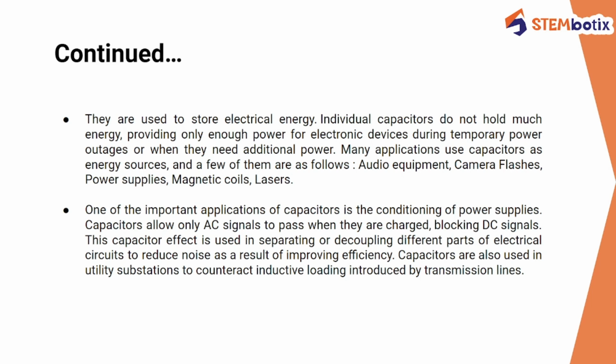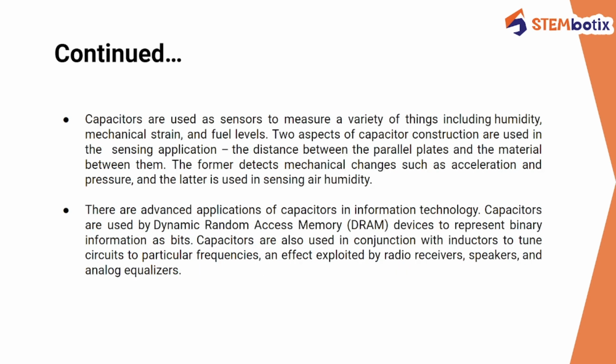One of the important applications of capacitors is the conditioning of power supplies. Capacitors allow only AC signals to pass when they are charged, blocking DC. So when capacitors are charged, they only allow AC signals and block DC signals, and hence they are used to condition power supplies. This capacitor effect is used in separating or decoupling different parts of electrical circuits to reduce noise, as a result improving efficiency. Capacitors are also used in utility substations to counteract inductive loading introduced by transmission lines.